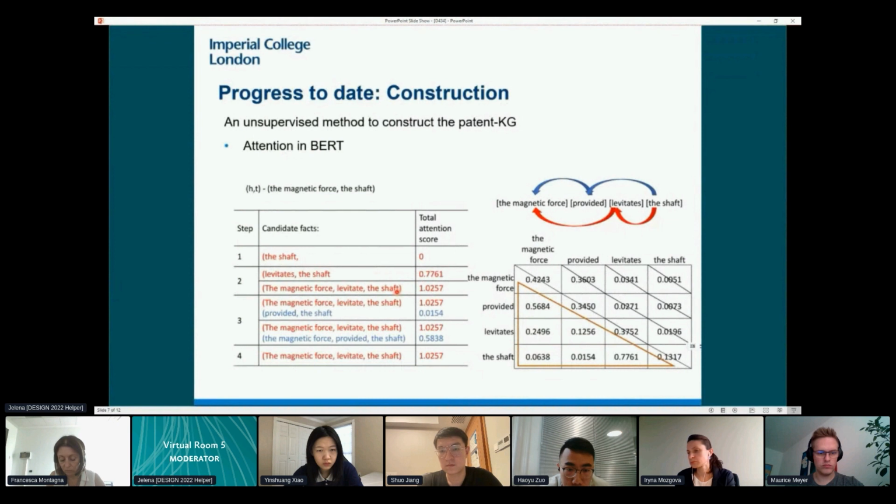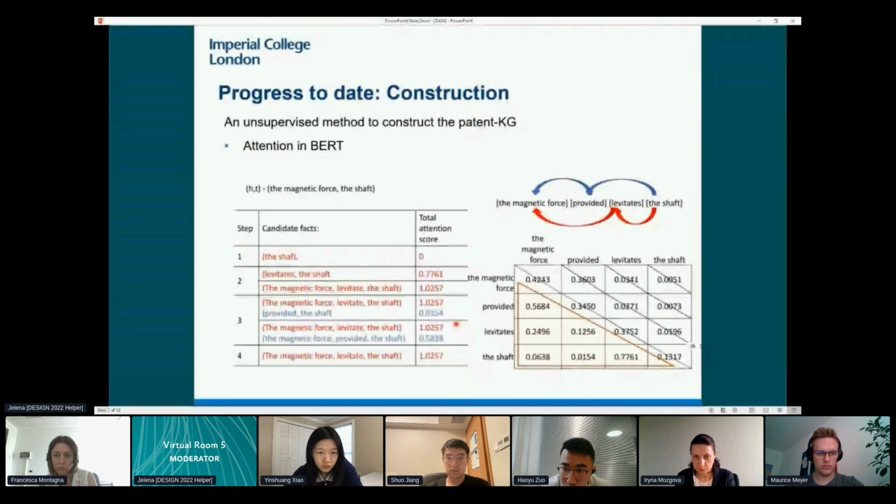Then find the attention score between the relationship levitates and the magnetic force. Here it is 0 in this case, and the total attention score here is 1.257. And thirdly, similarly, the search will calculate the second largest candidate because the beam size is 2.